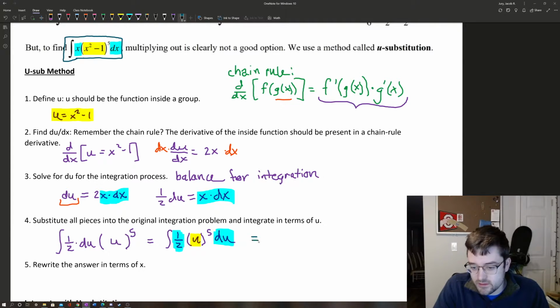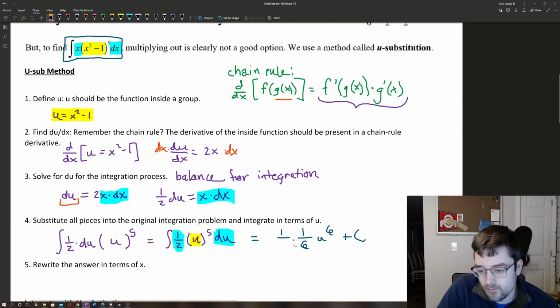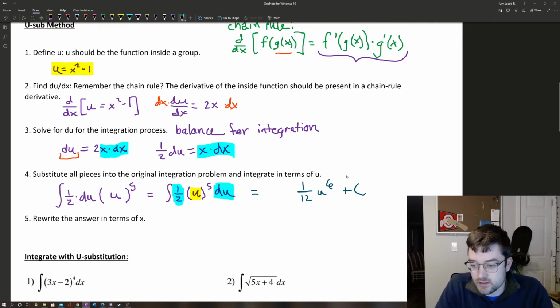And I'm sorry I'm working sideways, but the integral of 1/2 u to the fifth is 1/2 times 1/6 u to the sixth plus c. So 1/12 u to the sixth plus c. And that's going to be our integral. We just have to put x back into this substituted answer so that we have the integral of that.